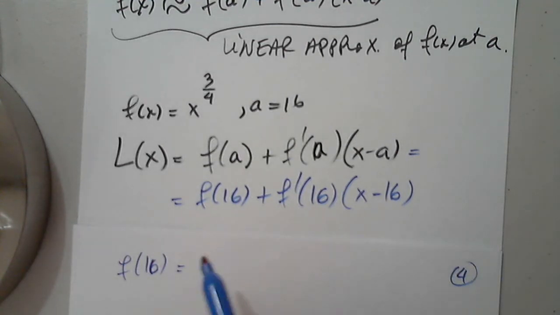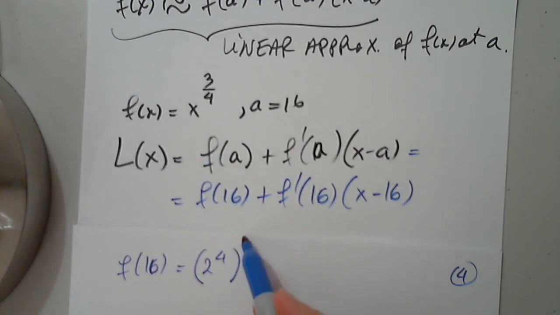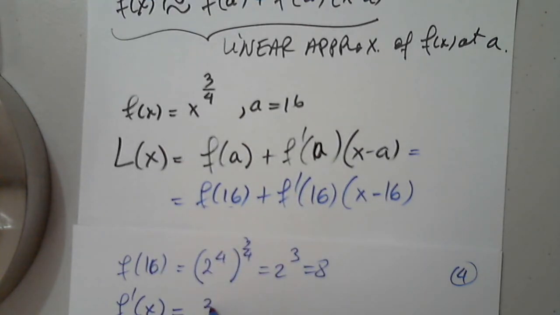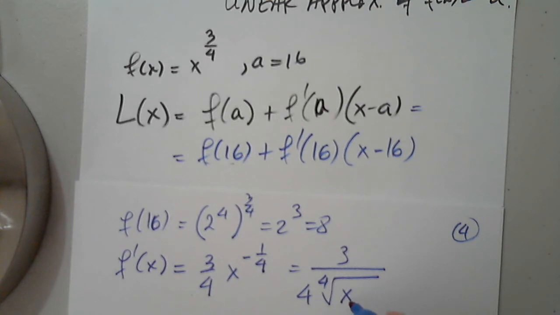Of course, you can put it in the graphing calculator. 16 is 2 to the 4th. Why did I do that? Because I see the power 3/4. And when I multiply the powers, the 4 goes away and I have 2 to the 3rd, which is 8. So this piece is 8. Now I have to find f prime of x. Bring down 3/4 and subtract 1 from 3/4, which is negative 1/4, which reduces to the 4th root of x in the denominator. When I plug in 16 here, the 4th root of 16 is 2. So f prime of 16, I have 3 divided by 8.